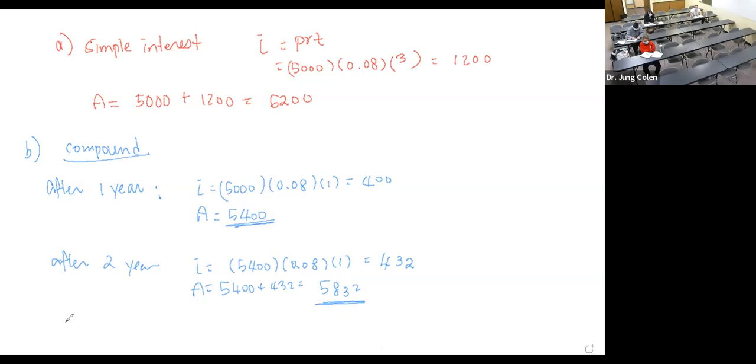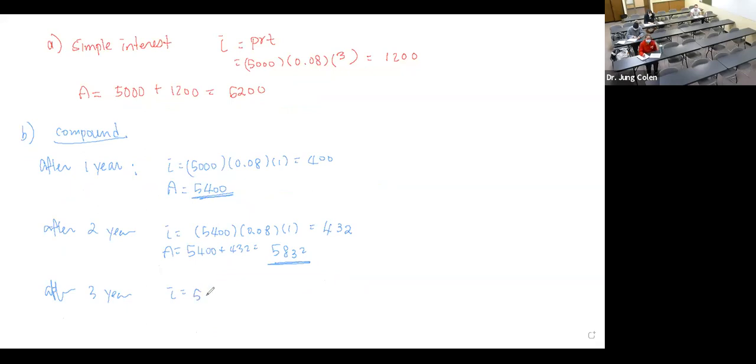Do you see that? So after 3 years, our interest is what? 5,832 times 0.08 times 1 year. What is that number? 466.56. Yes, thank you. So that becomes your new interest after 3 years.